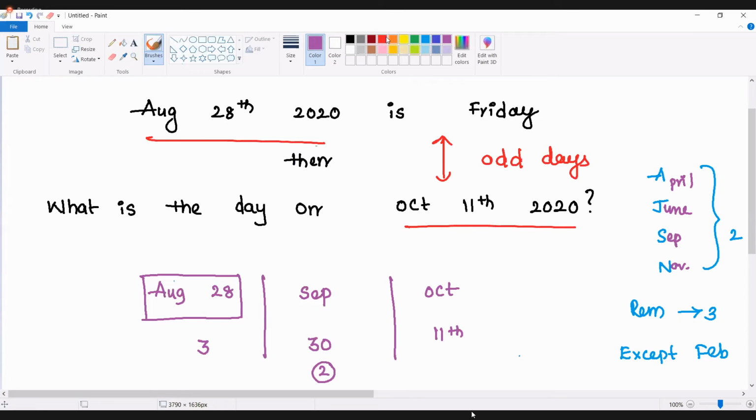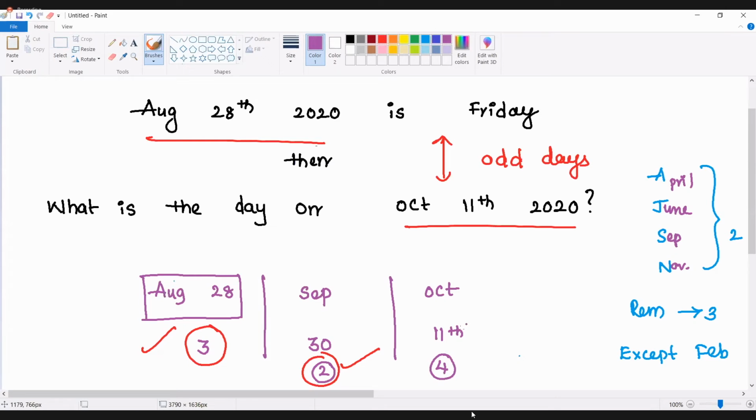Now observe how many odd days are there here? 3. How many odd days are there here? 30 days means 2 odd days. This is 11 days. You can directly take 11, or otherwise you can take 11 as 4. Why are we taking 4? 11 by 7, leftover remainder is 4. 4 indicates the odd days.